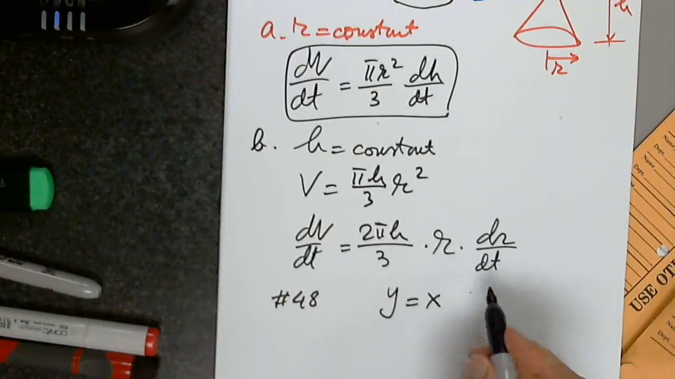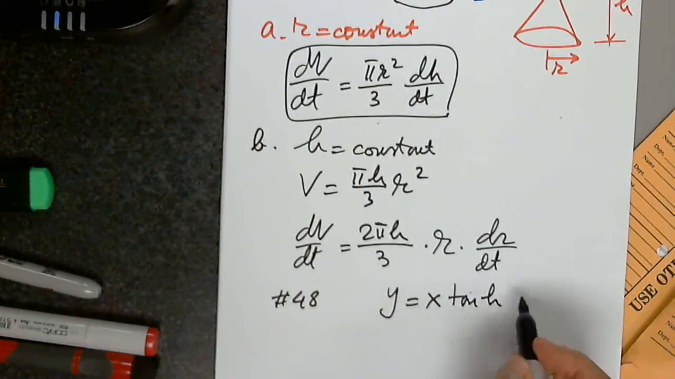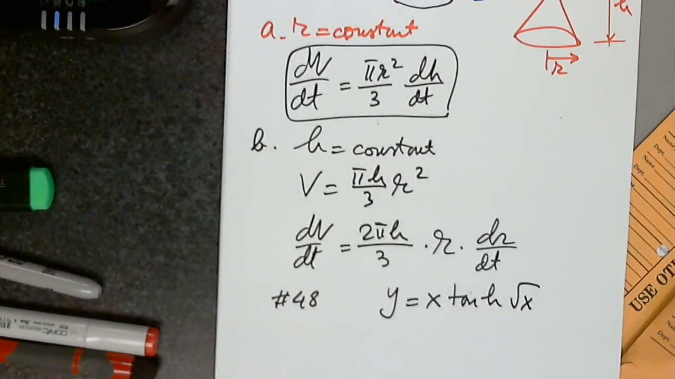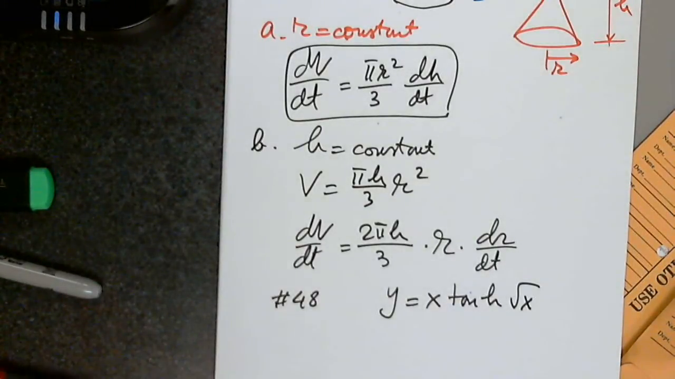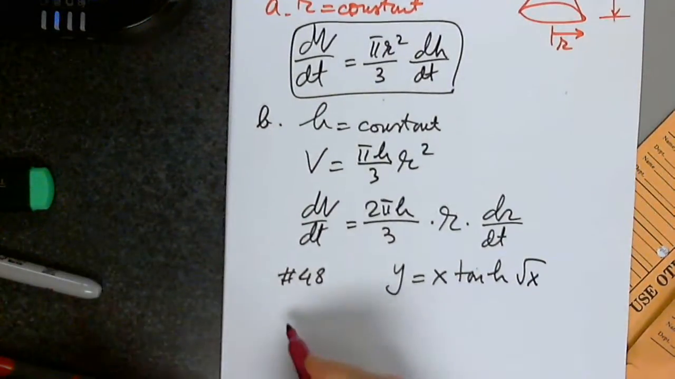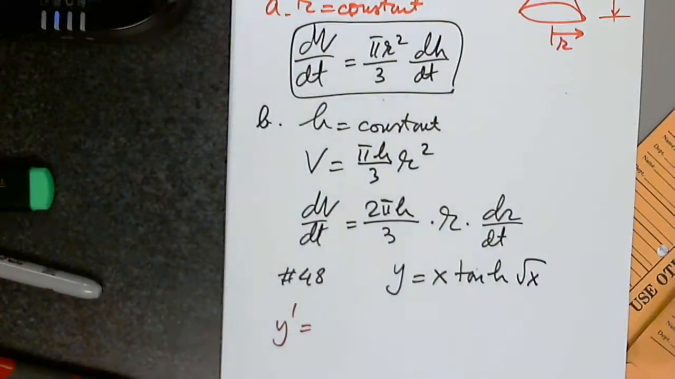y equals x times hyperbolic tangent of the square root of x. Since I did not give you the formula for the inverse, the problem set has inverse, but I did not ask you to memorize that or remember that. So I just changed the problem a little bit. So we're asked to find y prime. Can anyone dictate?